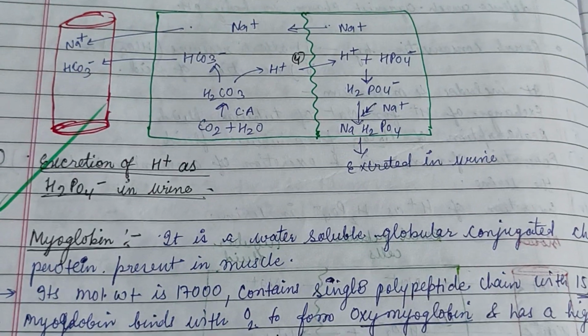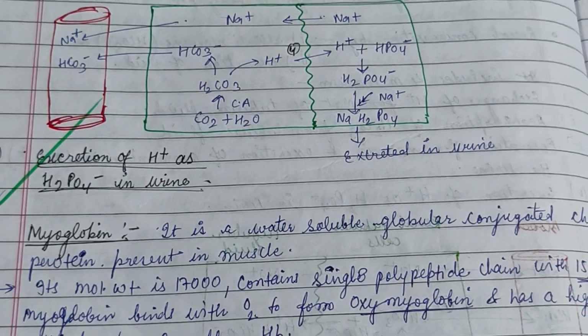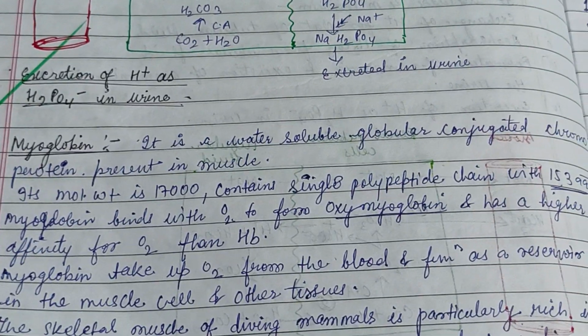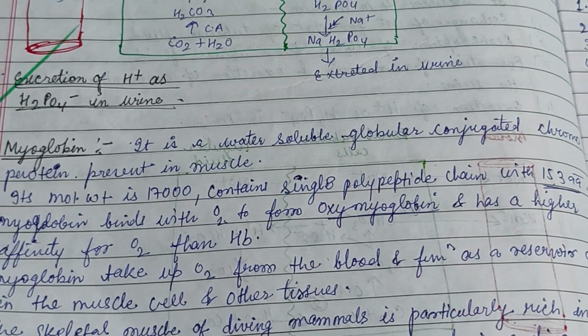This picture is about the excretion of H plus as H2PO4 minus in urine, showing the same renal tubular cells, tubular lumen, and the blood.